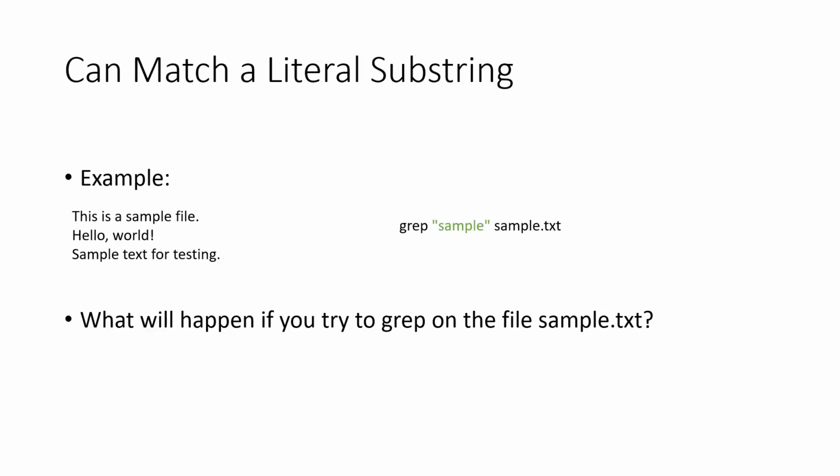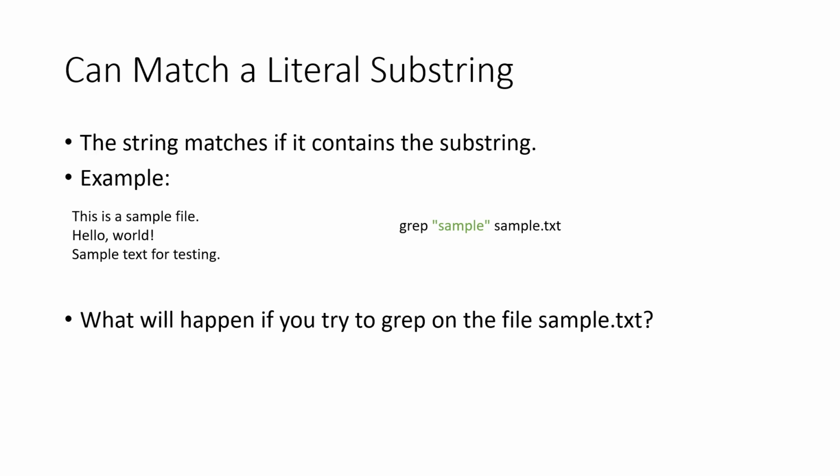All right, let's start looking at things that grep can do with some examples. The first thing that you can do is match a literal substring. Basically, the string matches if it contains the substring. I have here an example. This is a sample file, which I've named sample.txt. It literally says, this is a sample file. On the next line, it says hello world. And on the next line, sample text for testing. These are complete sentences. If you have your terminal available, you should create a sample.txt file and give it a shot, ensuring you're in the right directory and everything.